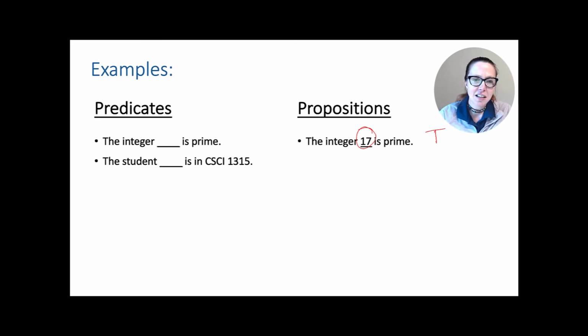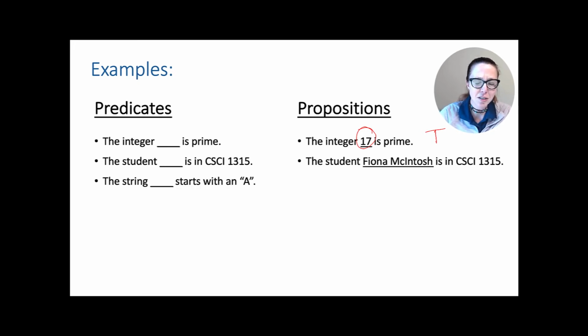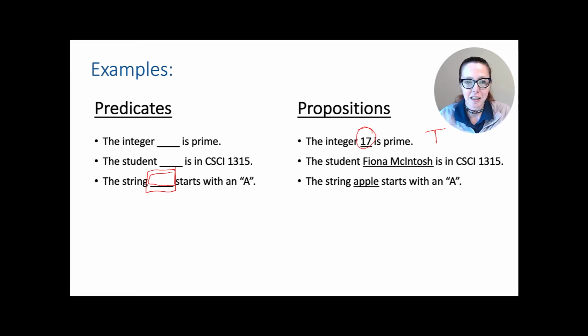Another predicate is the student blank is in a specific class. If we fill in that name, we could then check that the student is or is not in the given class. The string starts with an A. If we have a specific string in mind, we can have a truth value. The string apple starts with an A. The string banana does not start with an A. And so if we inserted banana into the predicate on the left, this would be a false proposition. But at the moment, we've not specified, and so we don't have a truth value associated with predicates.